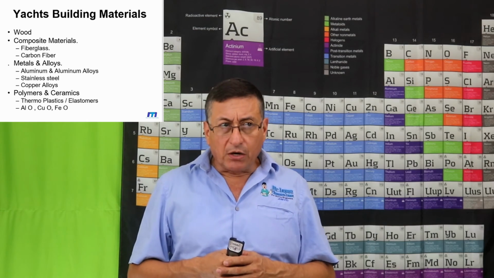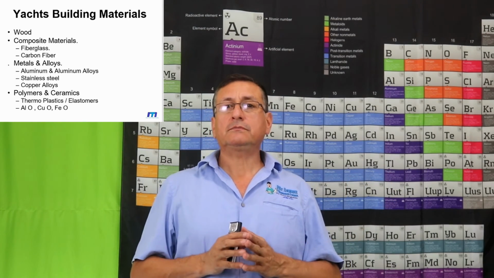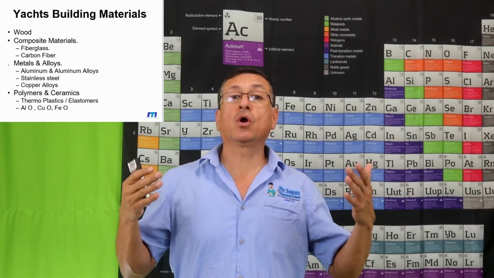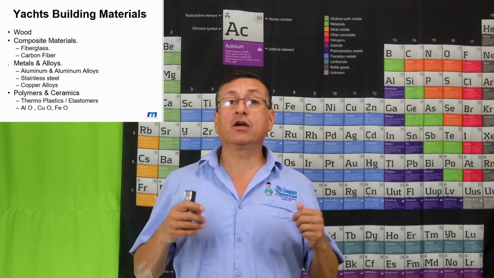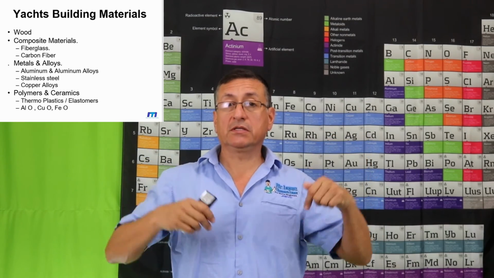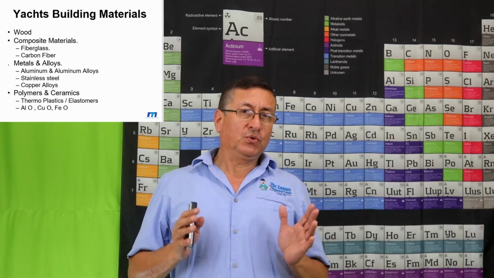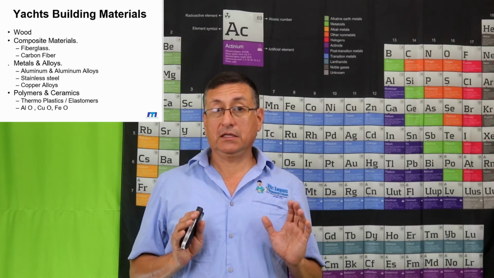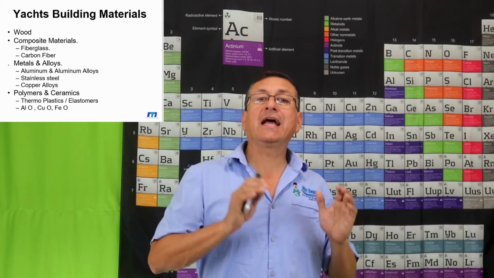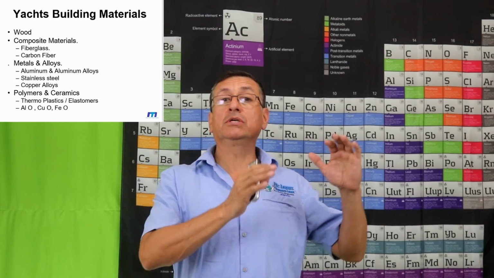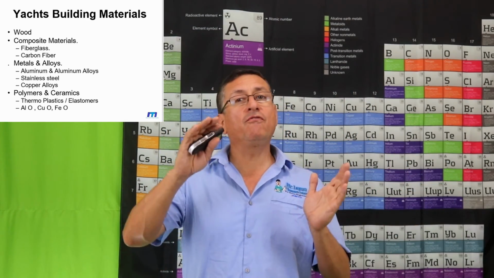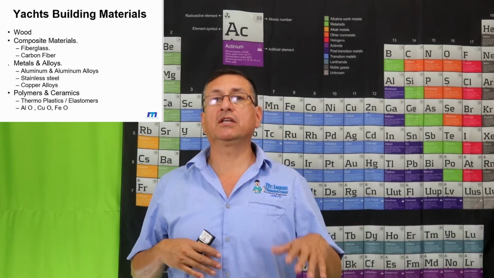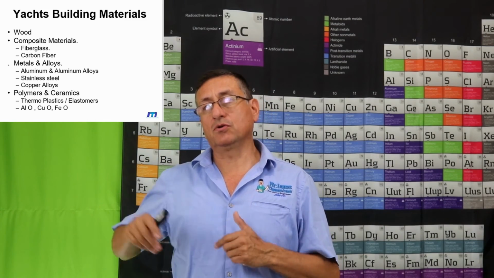Composite materials, yes, we are going to use a lot of fiberglass. We are going to use a lot of carbon fiber and other new generation composite materials that are very common every day in the marine industry. And we are going to use metals, different types of metals and alloys. We are going to divide the alloys into ferrous alloys and non-ferrous alloys. The ferrous alloys are based on iron, and the non-ferrous alloys are based on non-ferrous metals like copper, aluminum, magnesium. All of those are non-ferrous metals.